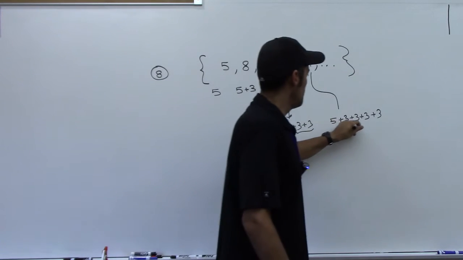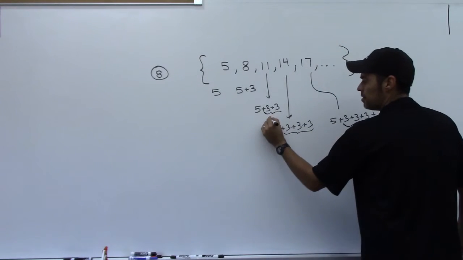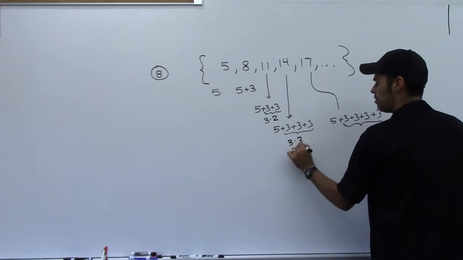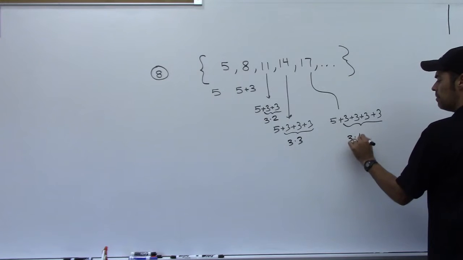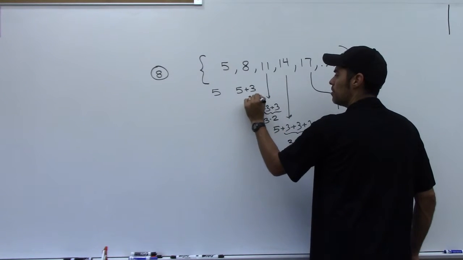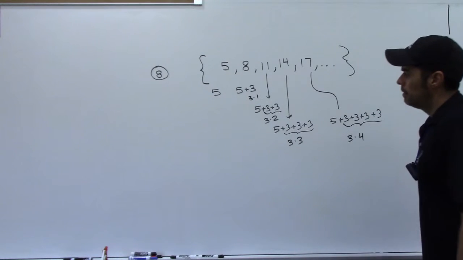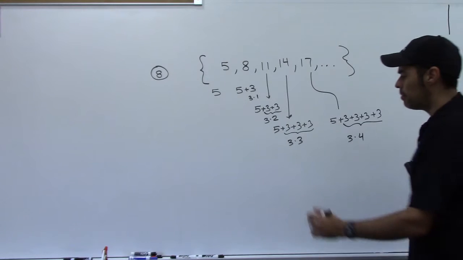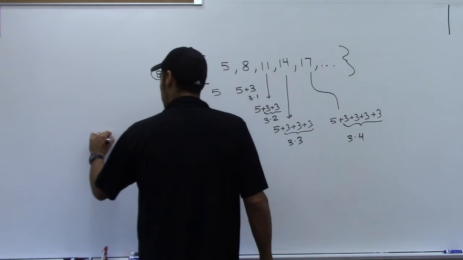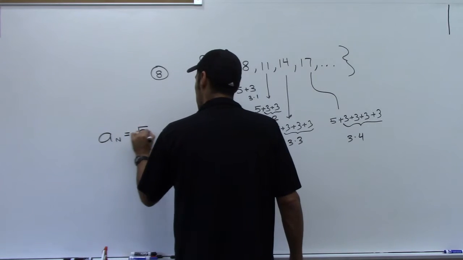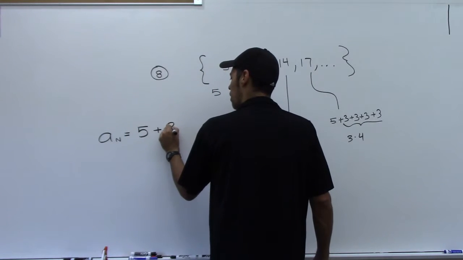So this right here is the same as 3 times 2. This is the same as 3 times 3. This is the same as 3 times 4. And this first one right here would be the same as 3 times 1. So it looks like what I can do is I can take the number 5. So let me try and write my formula out. Take the number 5 and then add to it multiples of 3.